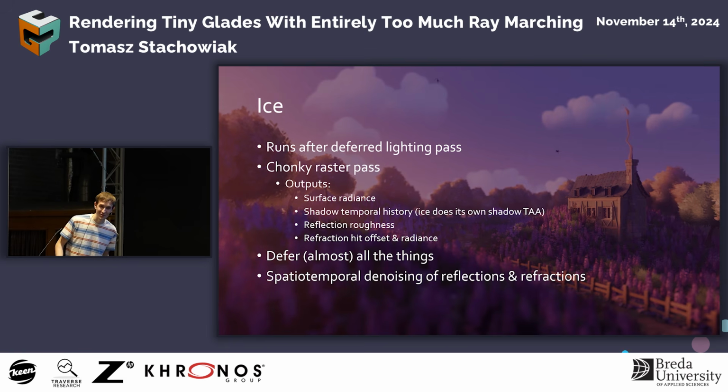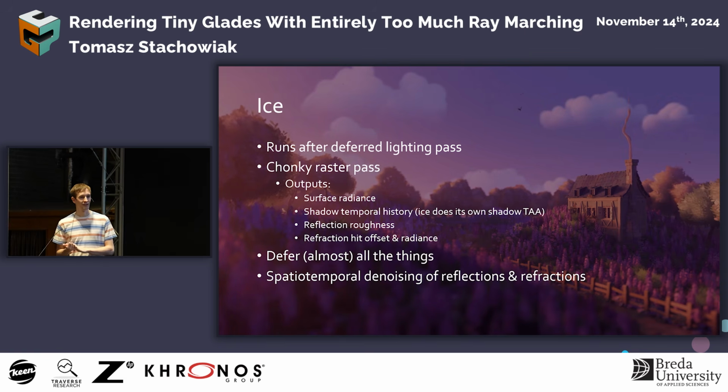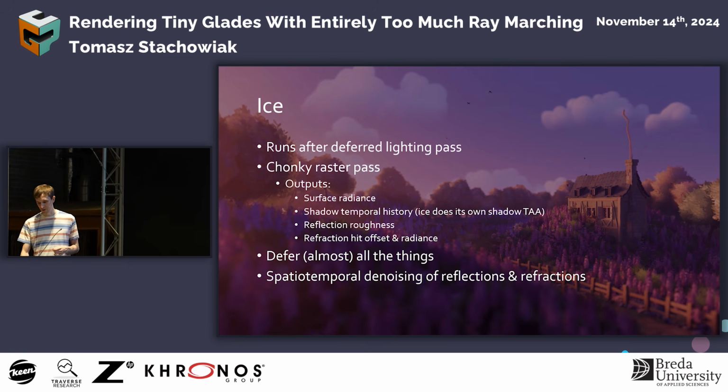And then in addition to that, it also generates a bunch of data for the deferral of reflection and for the deferral of filtering of refraction. We try to defer all the things so we can, once again, reuse all the samples and synthesize detail from very few rays. And then we throw the whole thing at spatial temporal denoising, for the reflections and refractions.